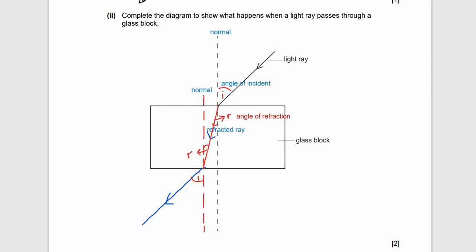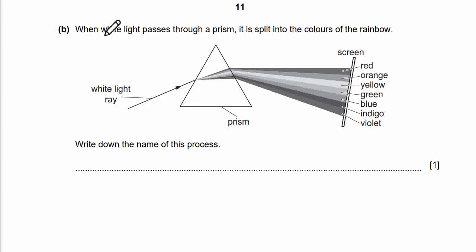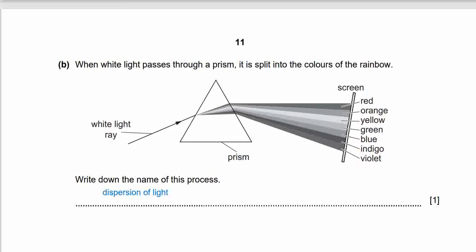Well, let's move on to next. Question 8b. When white light passes through a prism, it is split into the colors of the rainbow. So write down the name of the process. So it is dispersion of light. So this is our answer, dispersion of light.